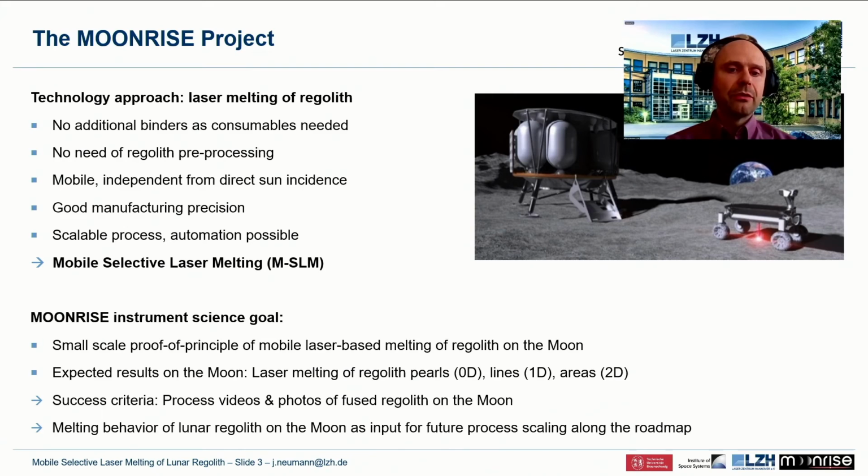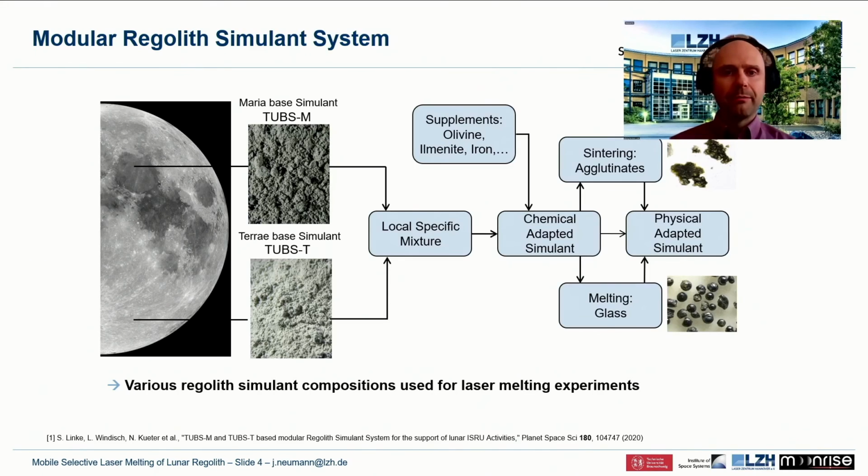So we want to create regolith pearls, which means really 0D structures, then lines, 1D structures, and areas. The success criteria would be the observation of the process with a camera and taking photos. And from this input, we would like to learn about the melting behavior directly on the Moon as an input for future process scaling along our roadmap.